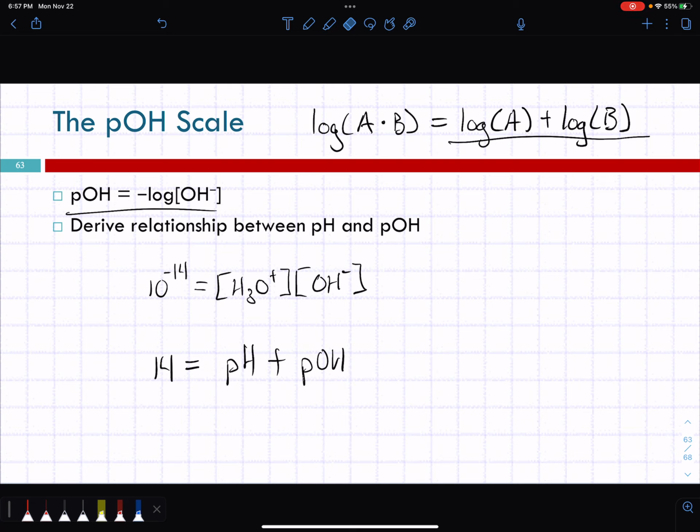So if you have a pH, you can calculate pOH. Just fill this in. Let's say we have a pH of 3.74. So 3.74 plus pOH equals 14. Then 14 minus 3.74 is 10.3, which equals pOH.